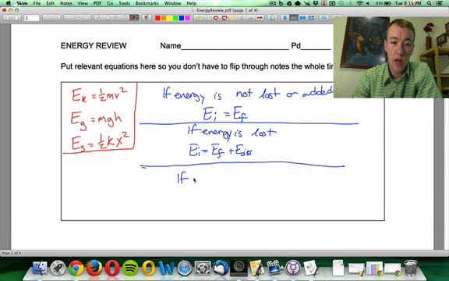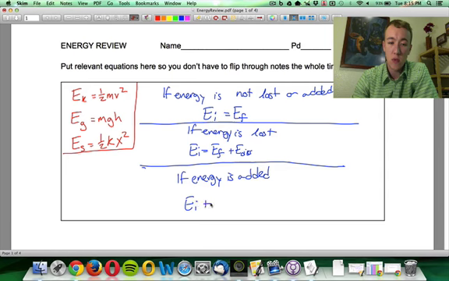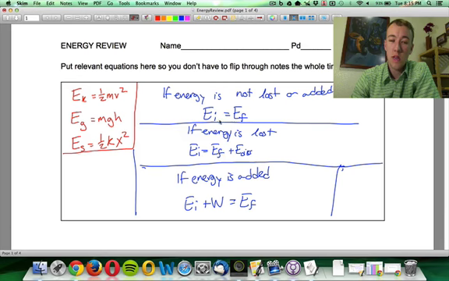Last up we had when energy was added to the system. So if energy is added, whenever you're adding energy into the system, we called that work. So energy initial plus work equaled energy final. Kind of section this off here. So those were our three cases.